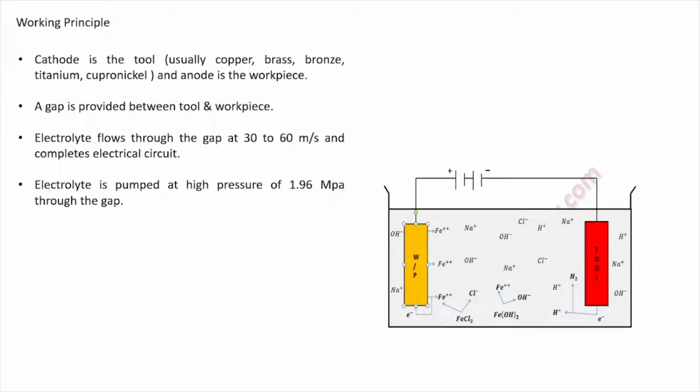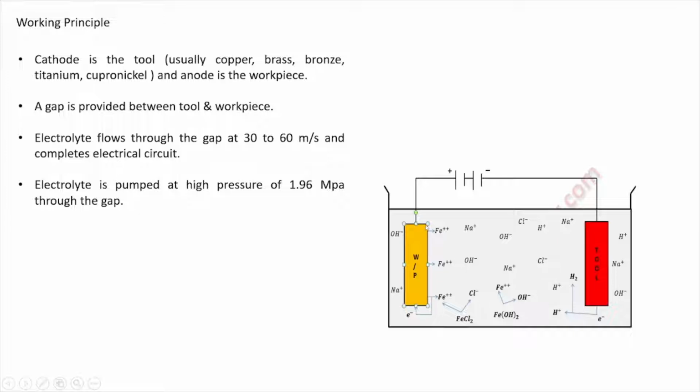If we see the working principle, firstly chemical reactions will be occurring at the electrodes. The workpiece is acting as the anode and the tool is working as the cathode. Within that electrolyte, the yellow color is the workpiece acting as the anode, and the red color is the tool acting as the cathode, in that electrolytic solution.